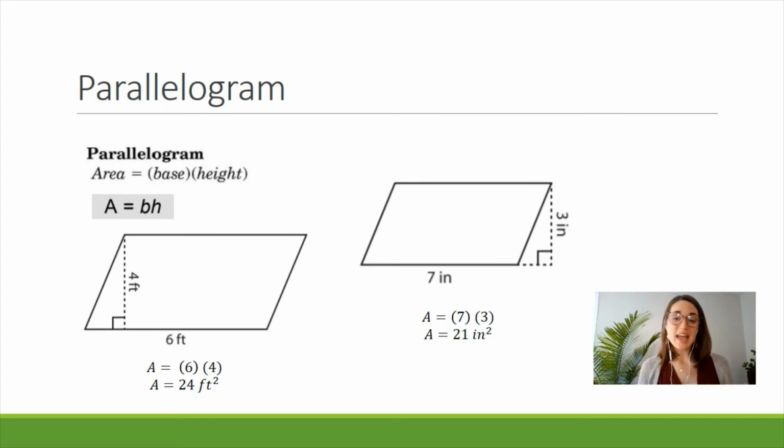Now, to get the area of a parallelogram, we just have to do base times height, and that's it. So for the first one, we see the base 6 times the height 4. So this means 6 times 4 is 24 feet squared, and that's our total area. All right, for the second one, again, just the base at the bottom, that bottom measurement, along with the height of the figure. So we know the base is 7 inches and the height of the figure is 3, and 7 times 3 is 21. So the area is 21 inches squared.